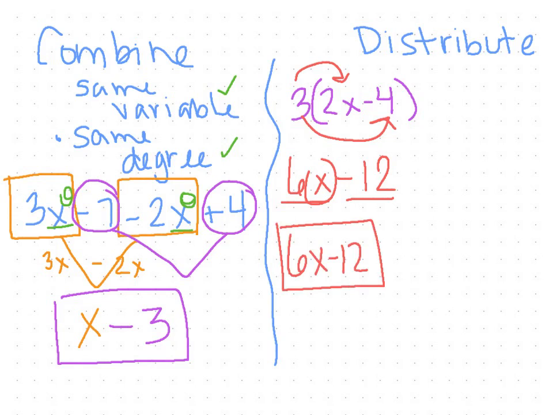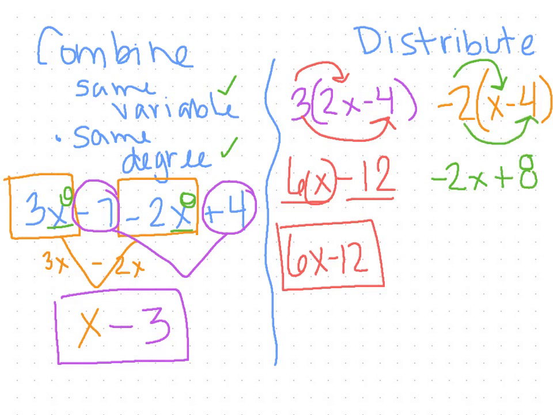Let's look at one more. This one has a little bit of a trick. If there is a negative sign outside our parentheses, we do distribute that negative. So here, when I distribute, it's going to be negative 2 times x, which will be negative 2x, and negative 2 times negative 4. Negative times negative is positive. 2 times 4 is 8. And there is our final answer for that problem. So that was super speedy.